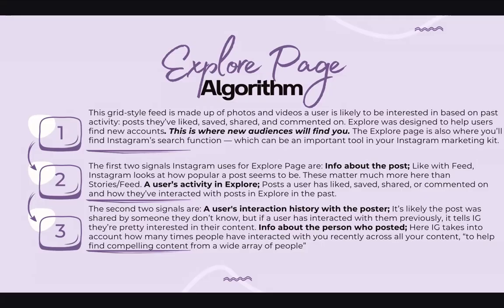Okay. It's likely the post was shared by someone that they don't know, right? So if a user has interacted with somebody that they don't know, but it was sent to them, then it tells Instagram that they're interested in that content and info about the person who posted. So this is where Instagram takes into account how many times people have interacted with you recently across all of your content. So this is where they're going to try to find, again, new people to push your account to, or new people for you to find to follow, to interact with, build those relationships with, and build that community with, right? Because that's really what Instagram wants you to do, is they want you to, again, be on the app for longer and build that community within people. Okay.